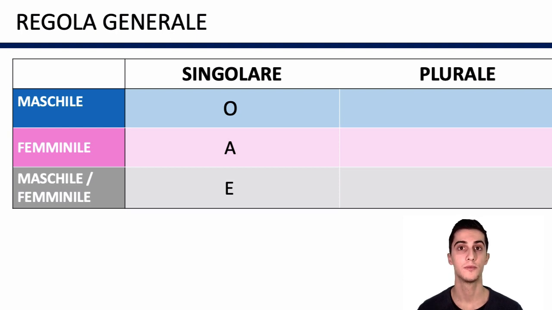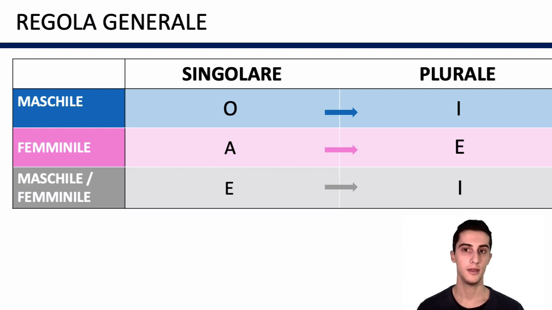The plural form, what happens? All the nouns in the singular form that end in O become I. Gatto, gatti. Cats, gatti. Then casa, case. So from A to E. And then the last category, E, is going to become I. E, I.